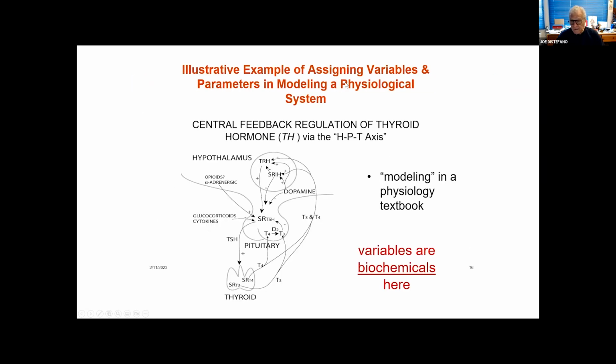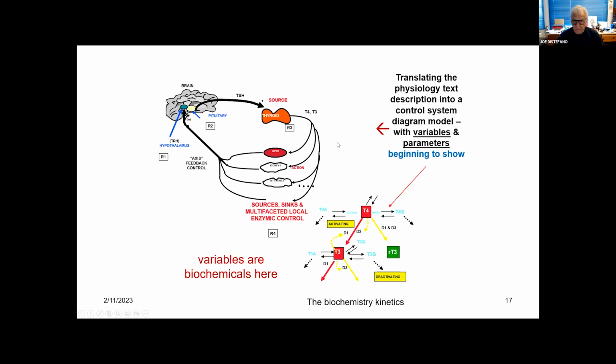Okay, so a lot of effort goes into assigning variables and parameters in a system. Here, modeling from a physiological textbook, defining the variables and parameters. Same thing here. Now we get a little bit more abstract in this thyroid hormone regulation system, and its cousin, this biochemical detail here in the sources and sinks in local enzyme control. They need to define what the variables are and the biochemicals, making a distinction also between the state variables, the variables, and the parameters in the model.